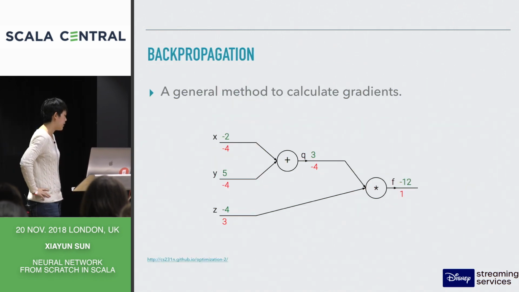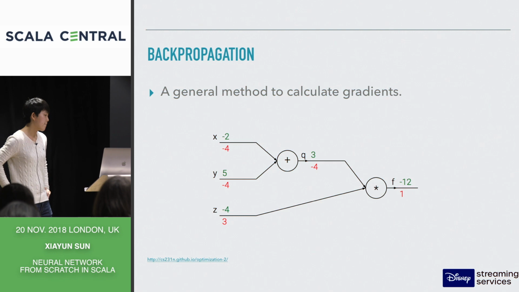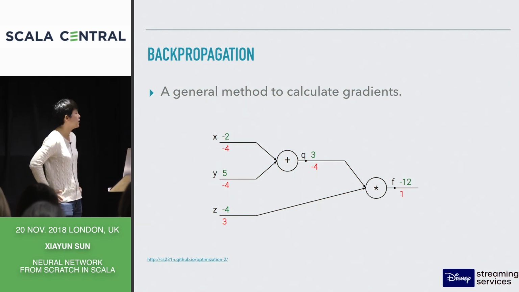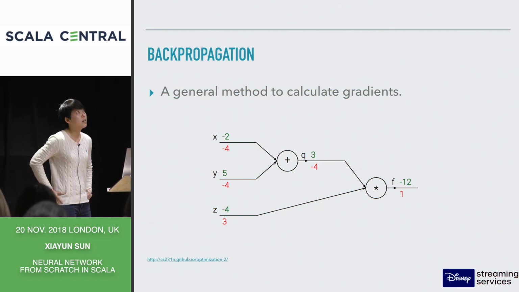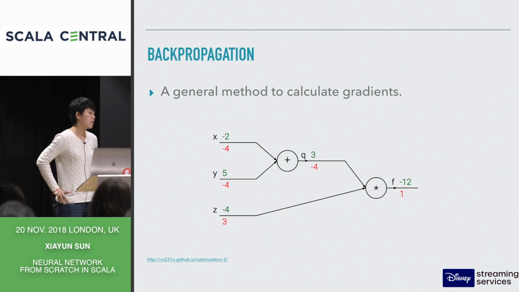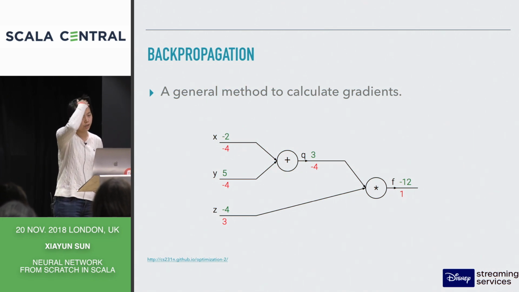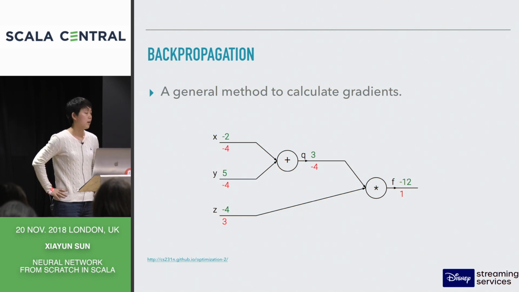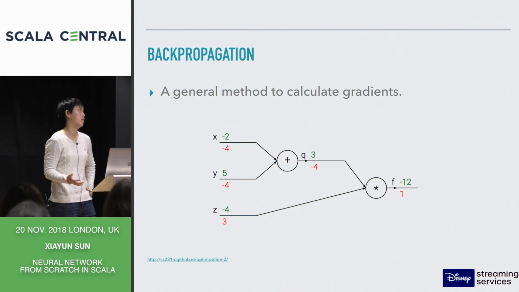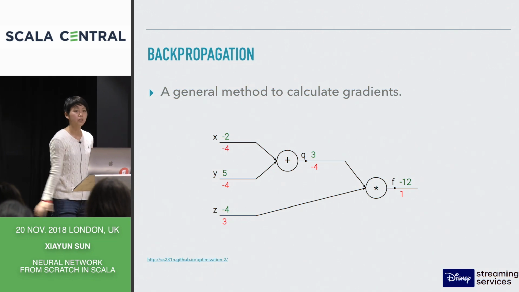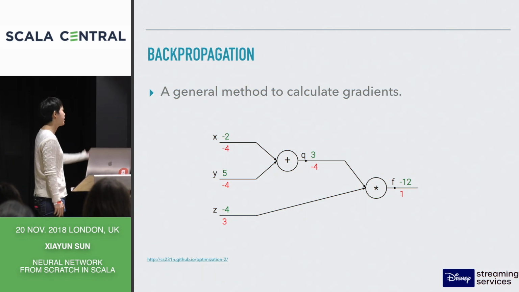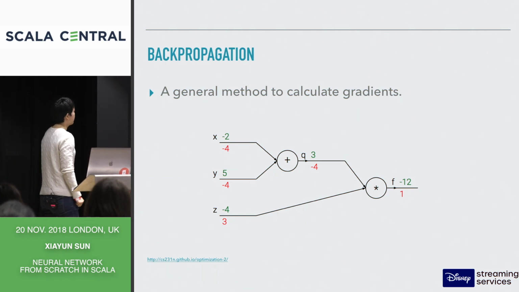There is actually a general way to calculate gradients, and I think it abstracts pretty nicely. I wouldn't say functional programming, but I find it very natural to write it in Scala, which is backpropagation. Essentially it's graph computation, and graph computation is pretty much a functional data structure. So I can just quickly explain how backpropagation works.